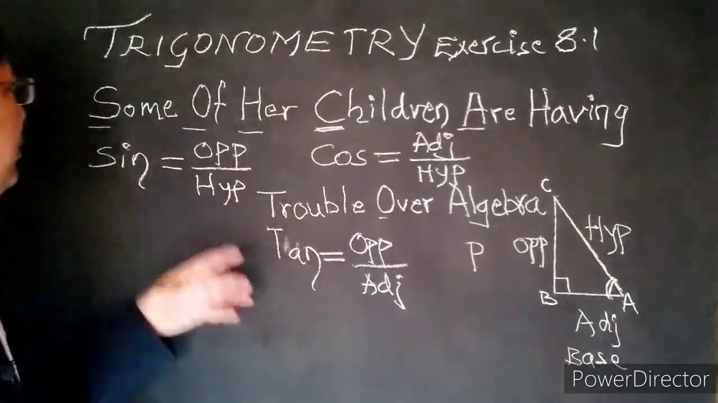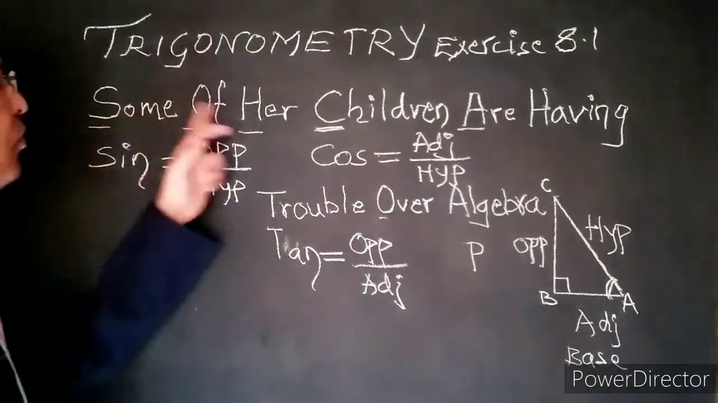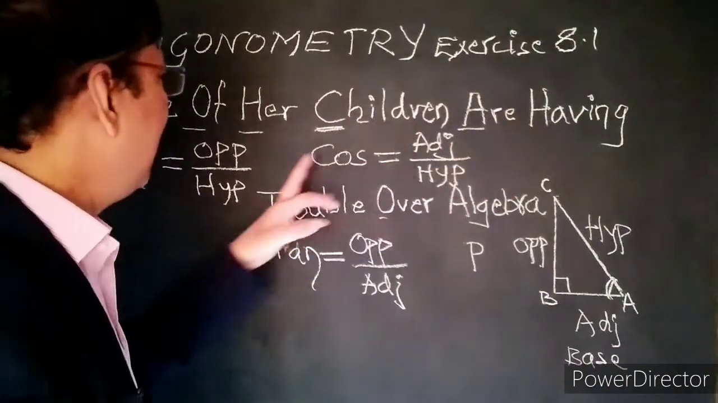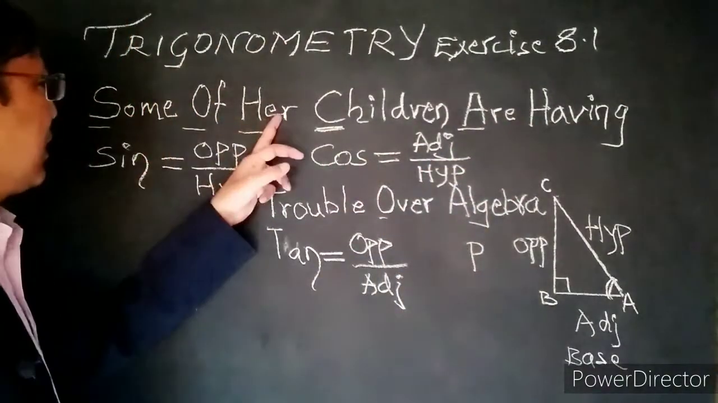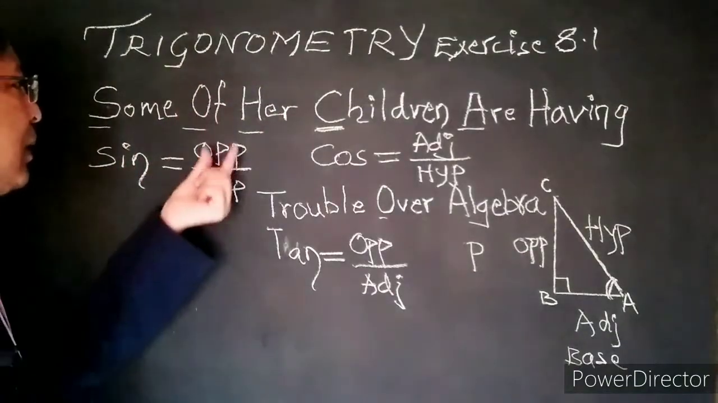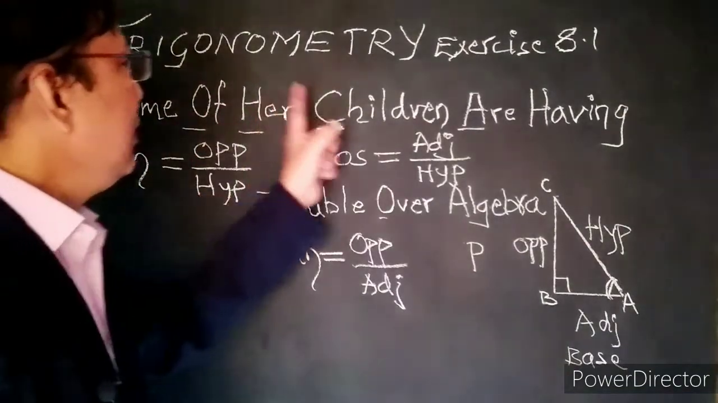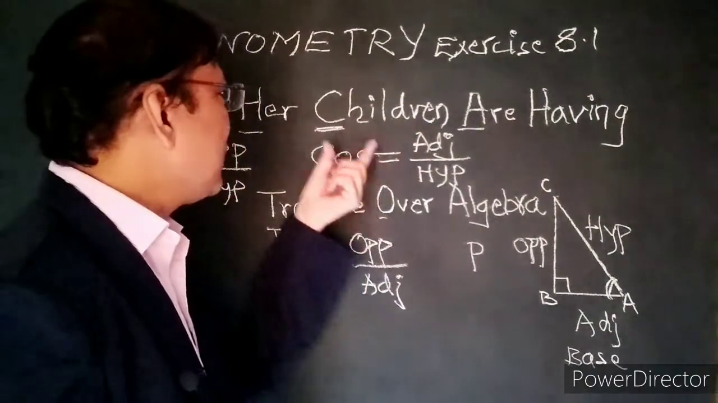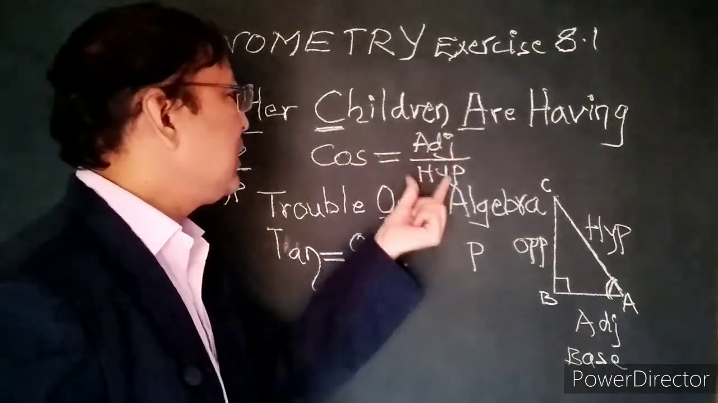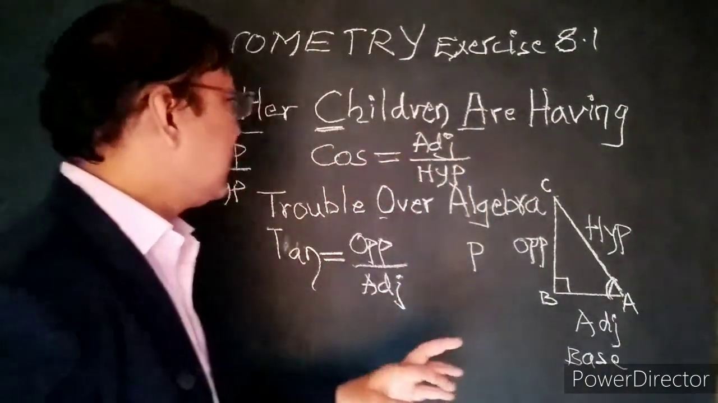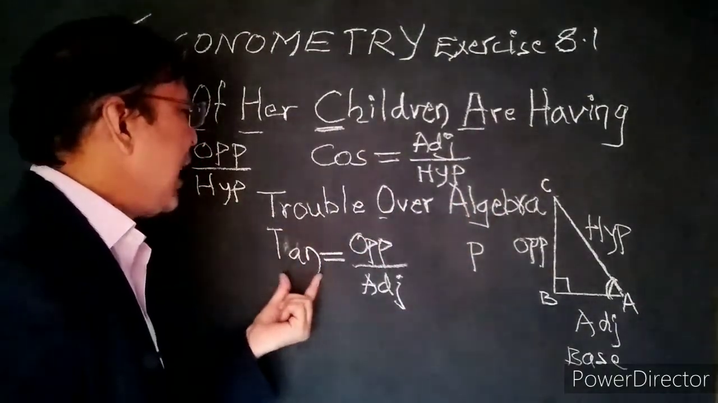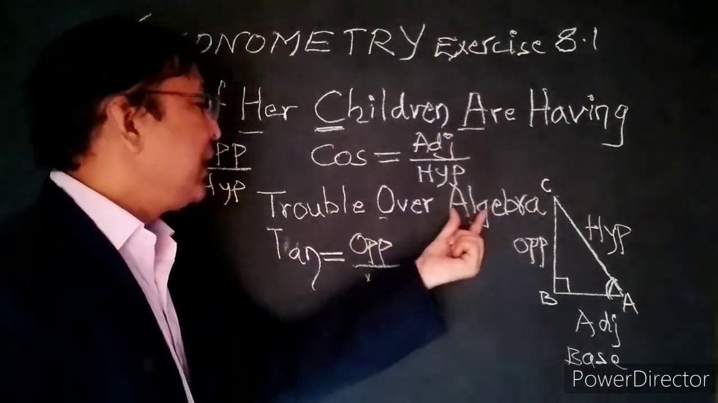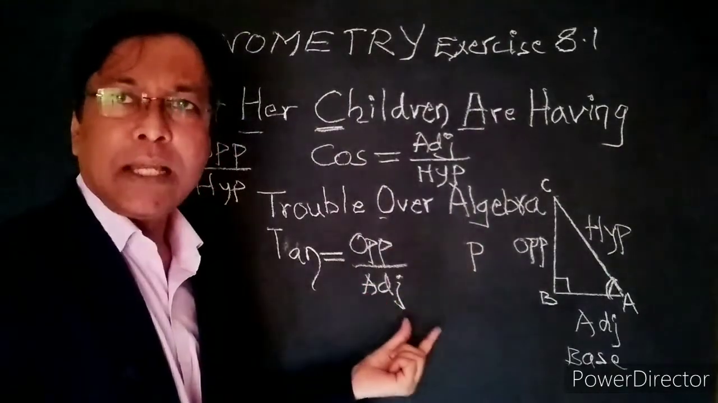Once again, I repeat, we have to remember "Some of her children are having trouble over algebra." "Some of her" gives the sine ratio, opposite upon hypotenuse. "Children are having" gives the second ratio, cos equal to adjacent upon hypotenuse. "Trouble over algebra" gives the third ratio, tan equal to opposite side divided by adjacent side.